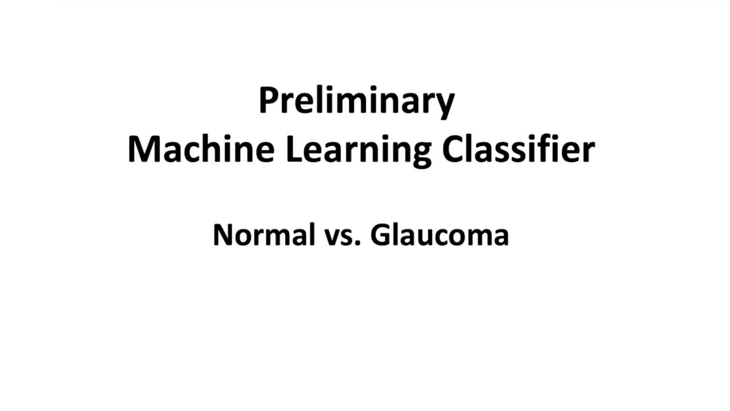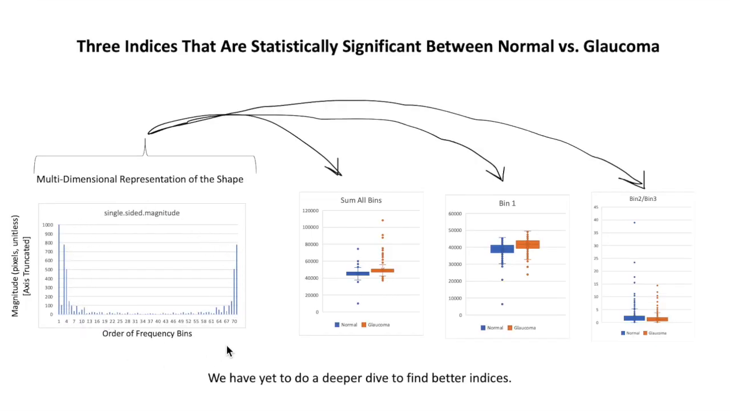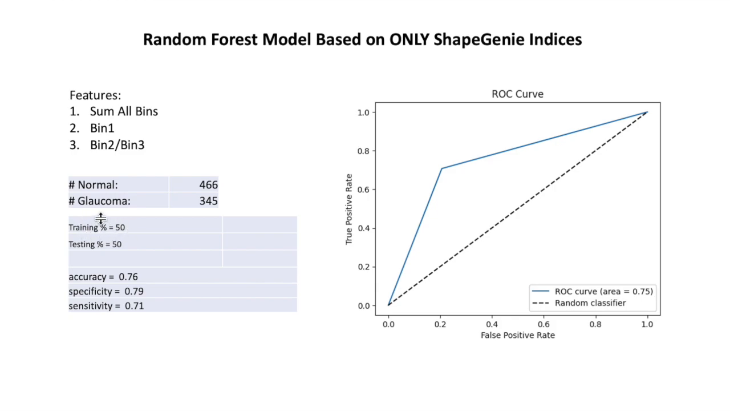And to prove that the numbers produced by ShapeGenie can be used to make predictions on clinical outcome, we have built a preliminary machine learning classifier to classify normal versus glaucoma based on the shapes that we have measured. So based on the frequency spectrum we get from every shape that we analyze, we were able to find 3 shape indices quite easily, and here they are plotted as normal versus glaucoma. We have yet to do a deeper dive to find better indices, but the ones we have found so far have sufficed for the data that I'm about to show you. So we built a random forest classifier based on these 3 features, and though we trained with only 50% of the data, we were able to get an accuracy of 76%.